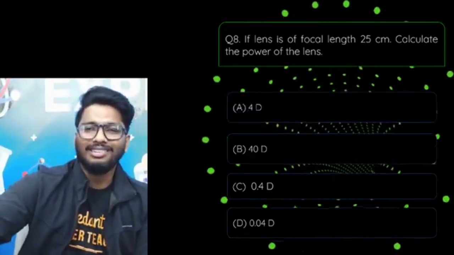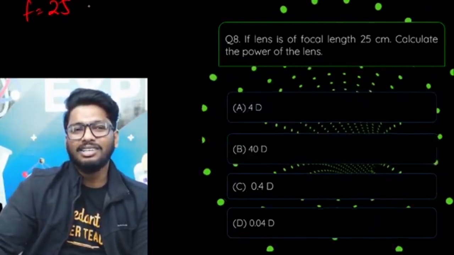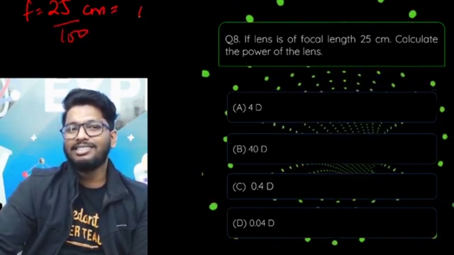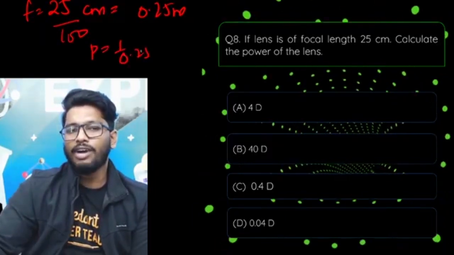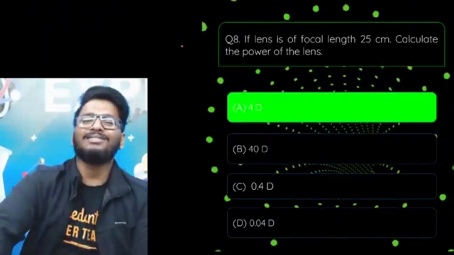All right, so focal length is equal to 25 centimeters. So convert that to meters first. So divided by 100, so that's 0.25 meters. So P is equal to 1 by 0.25, which is nothing but 4 diopter. That is the answer, people. That is the answer for the last question.